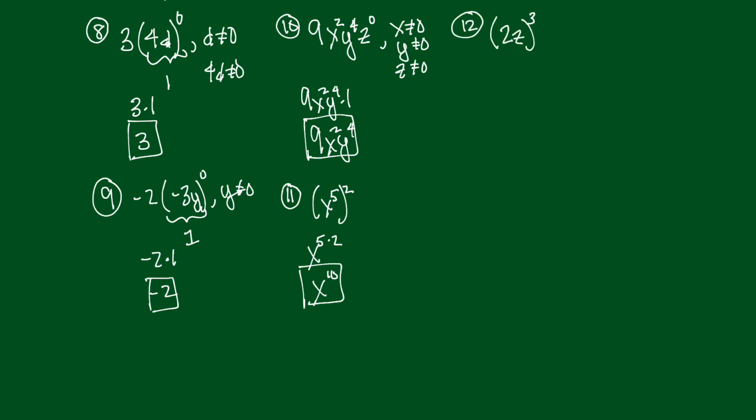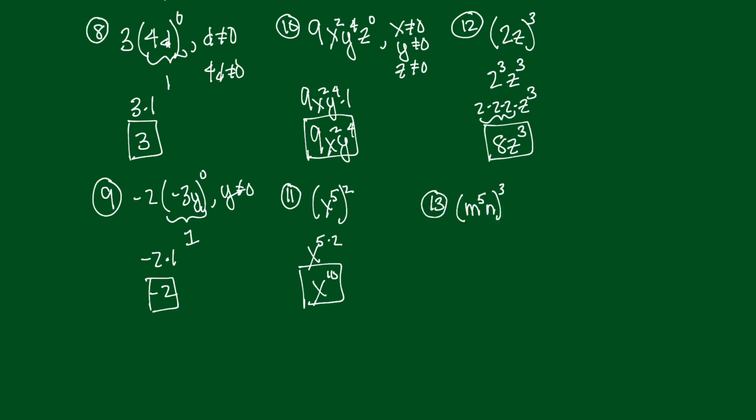In 12, we've got this product. I've got a multiplication here, so that's a product raised to a power. As long as you have a product raised to a power, you can distribute that exponent. So we are going to get 2 to the 3rd, z to the 3rd, and 2 to the 3rd we can actually evaluate. It's 2 times 2 times 2, z cubed. So 2 times 2 times 2 is 8. 8z cubed is what we get.